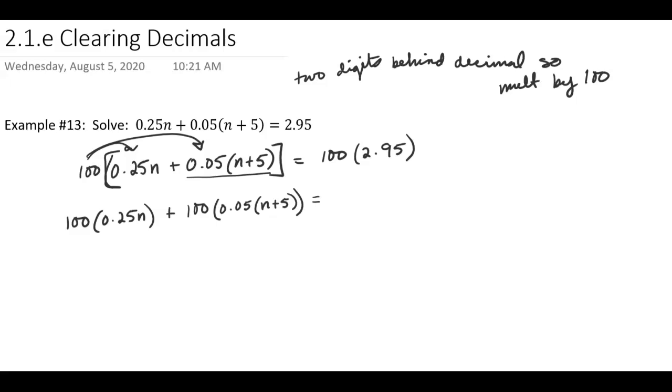On the right-hand side, 100 times 2.95, it's just going to move the decimal place to the right 2 places. The number is getting bigger, so it's going to be 295. There, we don't have a decimal now on the right-hand side. Okay, now let's see what happens on the left-hand side. 100 times 0.25, move the decimal 2 places, so I get 25n.